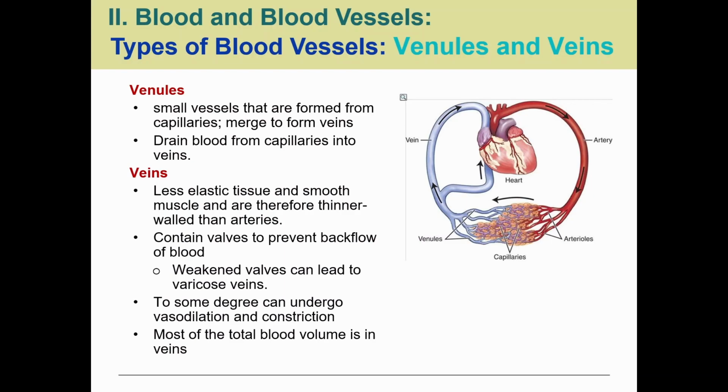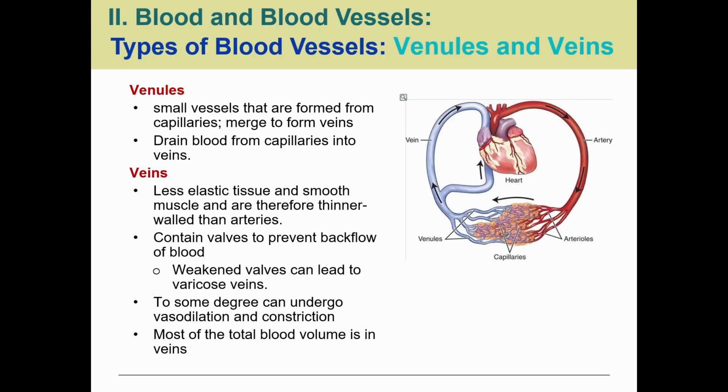Veins are going to continue from venules. We don't have as much elastic or smooth muscle tissue because we're not under the same pressure that the arteries were, so we don't need it, and our walls are thinner compared to an artery. Veins have the addition of valves to prevent blood from flowing backwards, because we don't have that pressure pushing blood forward. We need something to prevent blood from draining back down. If the valves get weak, this is where you end up with things like varicose veins. We do have some vasodilation and constriction, but it's not the same as the arteries, really.